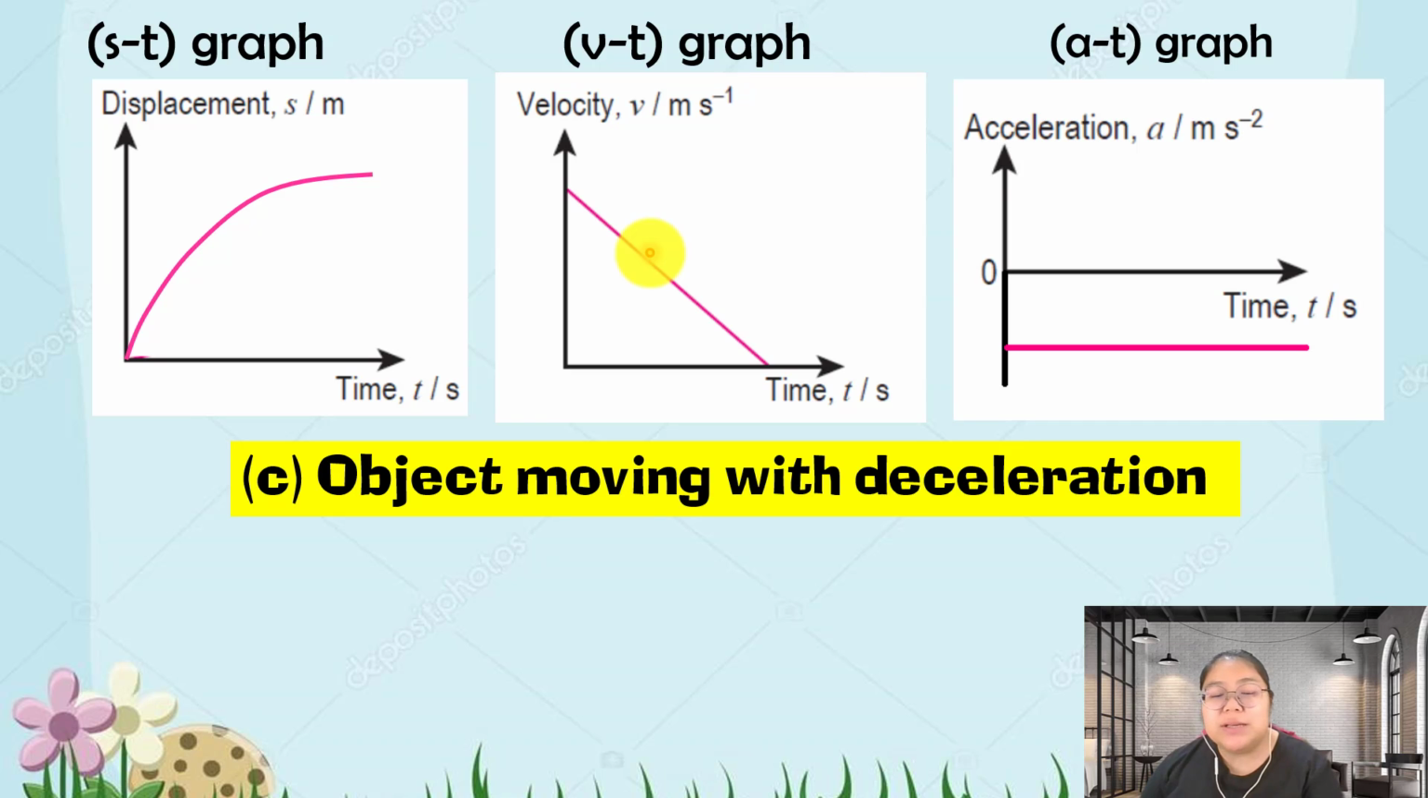Velocity decreases means slow down. Slow down means if I find this gradient, surely it is a negative gradient. Negative gradient means deceleration. The object is moving in the opposite direction of the acceleration. So that means when I draw the graph for acceleration, there is a constant value, but it is negative, so I draw the line at the bottom. So from these three graphs, I can explain by using one word: deceleration.